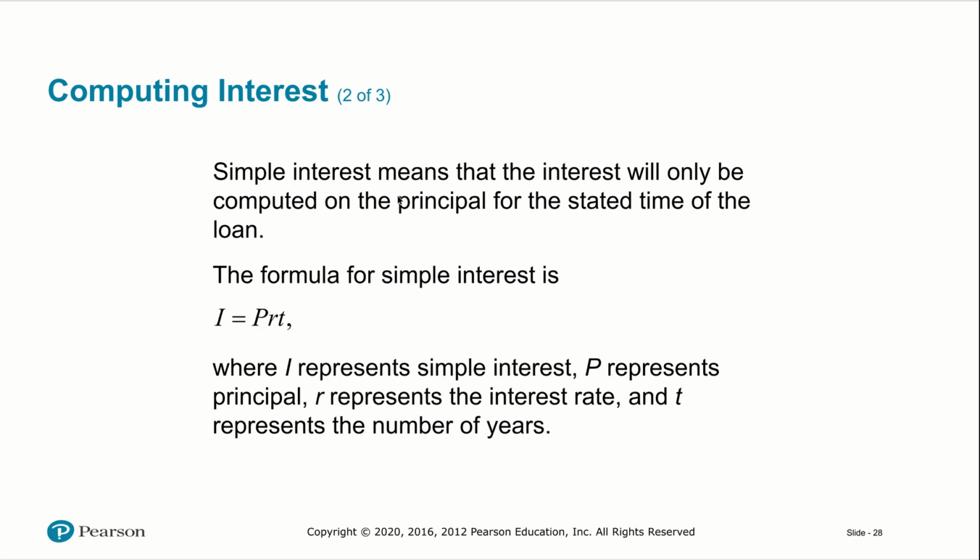Now, simple interest means that interest will only be computed on the principal for the stated time of the loan, not on any interest that may be accrued. That would become the category of compound interest. So the formula for simple interest is actually quite simple. The interest is going to be the original amount of the loan, the principal, times the interest rate times the time. And that's how you compute simple interest.